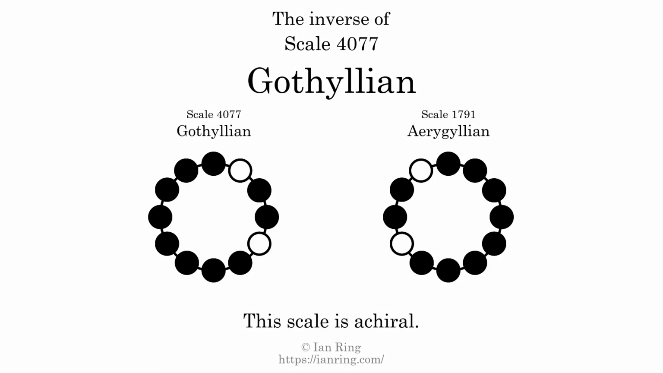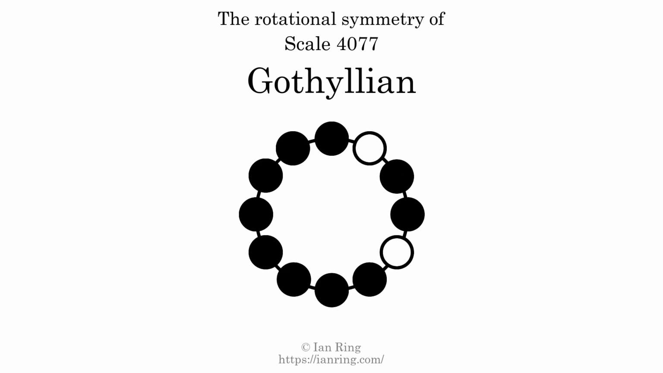The inverse of a scale is a mirror image. It is what you get when the sequence of intervals is reversed. The inverse of this scale is scale 1791, also known as Gothyllian. This scale is achiral, since it can transform into its own reflection by a rotational transformation. This scale has no rotational symmetry.